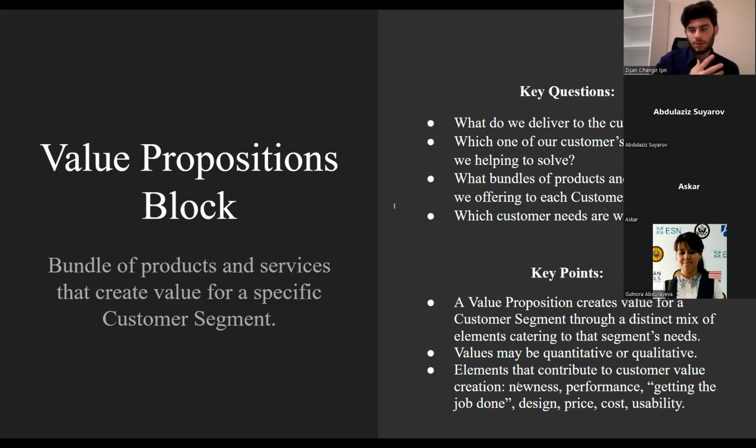So you could decide on the customers first and then write down the value you choose, or you could decide on the value you produce, you serve, and then see, I create this value, so who are the customers that need this? You could do it either way. My recommendation is that you decide on the customers first and then write down the value you serve.